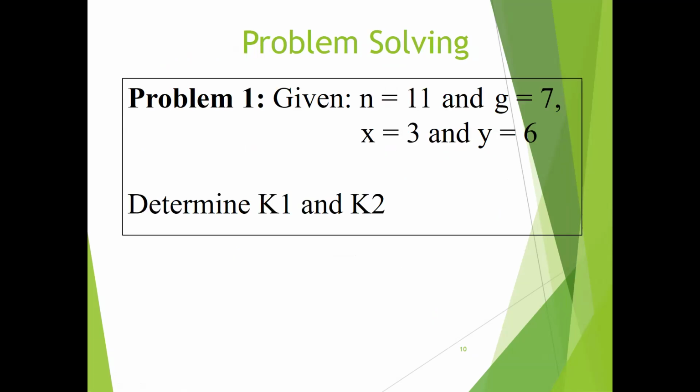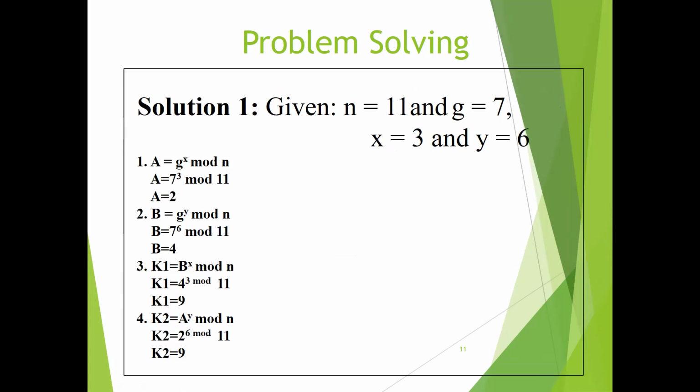Now, for example, we have been given a problem wherein n is equal to 11, g is equal to 7, x is equal to 3, and y is equal to 6. So we have to find out the value of K1 and K2. The simple solution is, first Alice will calculate g to the power x mod n, that is 7 to the power 3 mod 11. So we get A is equal to 2. Now this A will be sent to Bob. Bob is going to use it for calculating the key K2.